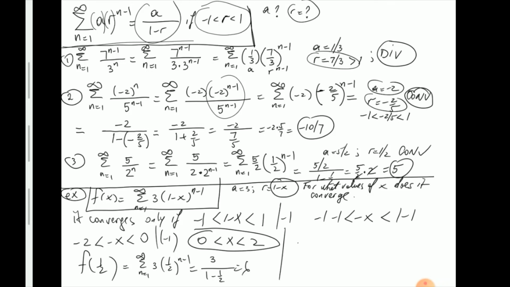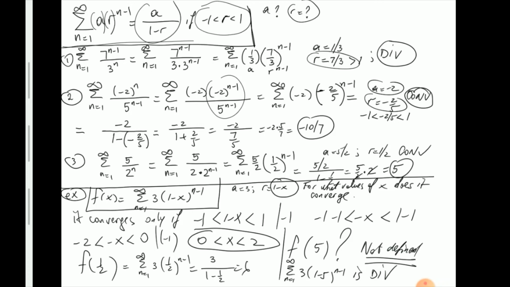But if someone says, what is f of 5? You will say not defined. It's not in the domain of the function because the summation from 1 to infinity of 3 times 1 minus 5 to the n minus 1 is divergent. We knew that already. That's the point of finding the domain of convergence. If it's outside 0, 2, you know that it's going to diverge because that ratio won't be between minus 1 and 1. So we will go back to questions like this later to find the domain of convergence, but I think that's enough for today. So I'll see you next time.